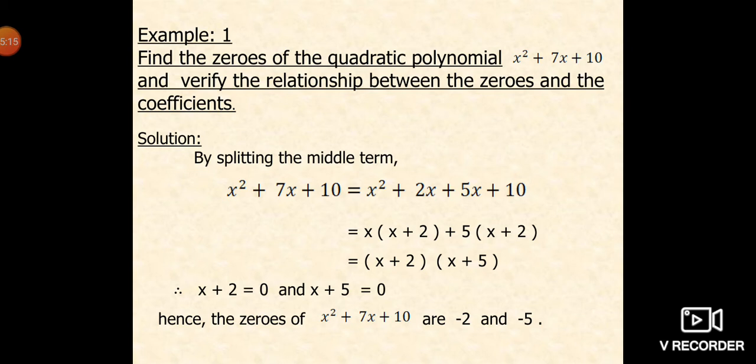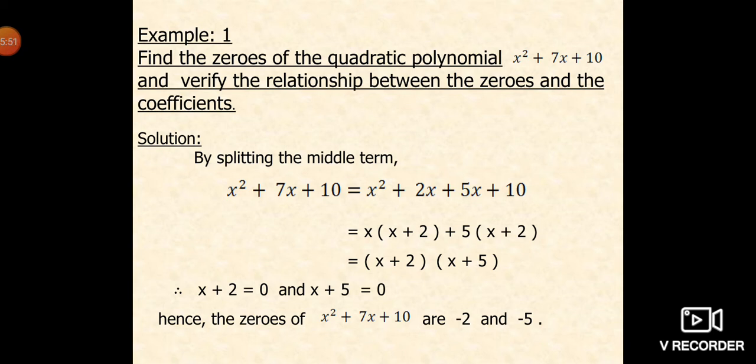Find the zeros of the quadratic polynomial x square plus 7x plus 10 and verify the relationship between the zeros and the coefficients. Two-part questions are there. One part is find the zeros. Quadratic means definitely 2 x values we have to find, that is the zeros of the quadratic polynomial. Second part is after finding the zeros we have to check whether alpha plus beta is equal to minus b by a or not, and alpha into beta is equal to c by a or not. So first part is finding the zeros of the quadratic polynomial. Solve the function and find the x value.